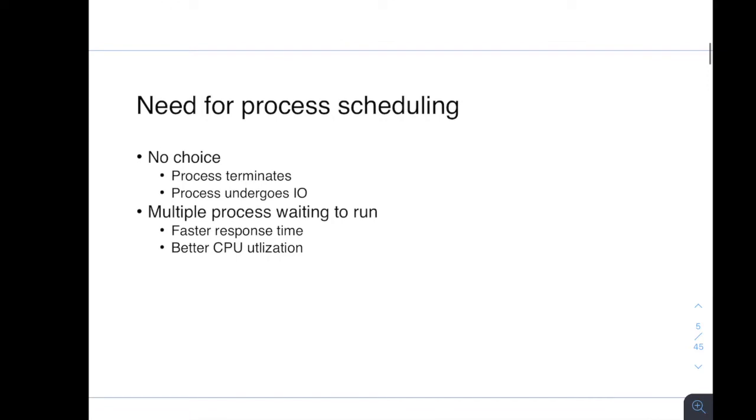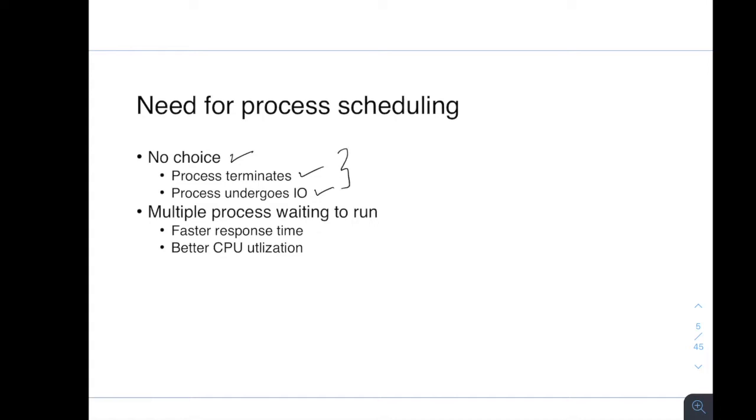Now let's start this session. The first part is, what is the need for process scheduling? Why do we need process scheduling? In some cases, the scheduler does not have a choice. Let's say if a process terminates, you do have to schedule some other process. And if the process undergoes IO, the CPU is empty, right? If some processes are there, you need to schedule them. So there are no choices here.